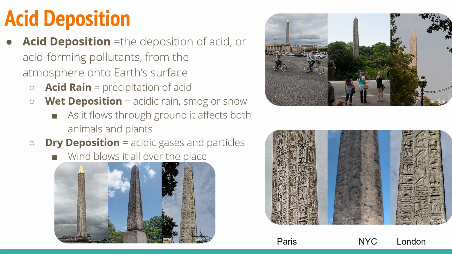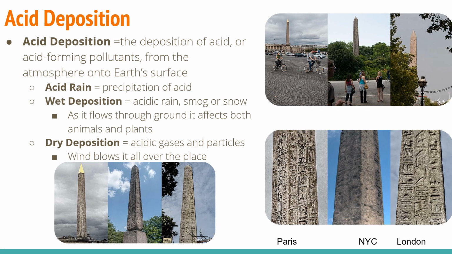With wet deposition, that's when acidic rain, acidic smog, or acidic snow ends up falling onto the ground, and then it's going to affect both animals and plants and the soil. There's something called dry deposition. Acids don't necessarily always have to be liquids. They can be in gas form and they can be in solid form. So once the wind blows, these gases and particles settle onto different structures.